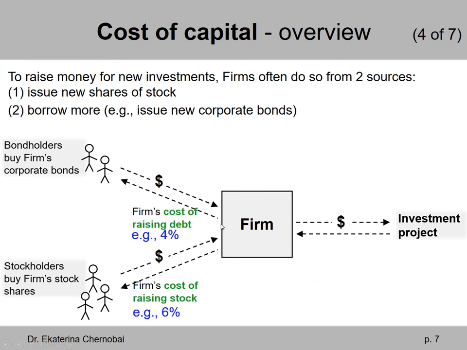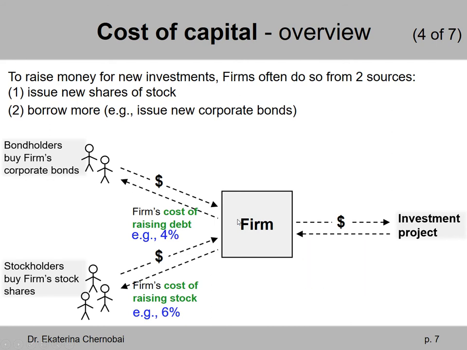In return, every year, the firm needs to pay back 4% of that, the money that came in, right? So it needs to pay coupon payments, those kinds of things. Similarly, for stocks, when investors pay money to buy the firm's shares of stock, the firm is now required to pay back, let's say, 6% of that amount every single year.